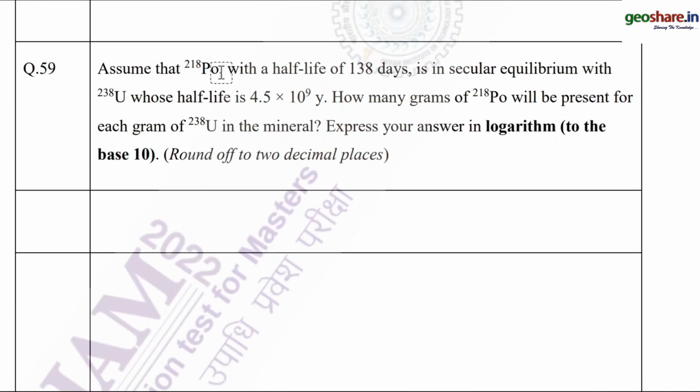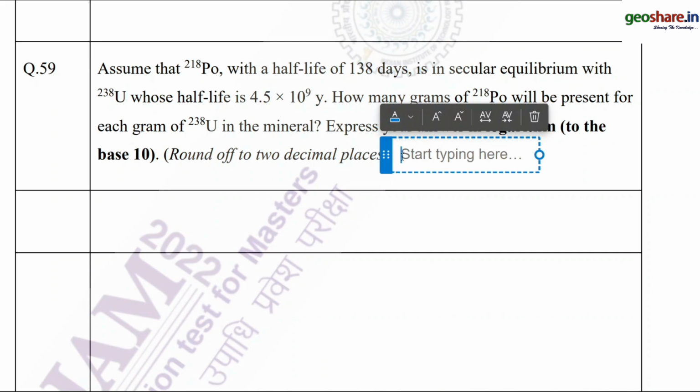Assume that PO2 with a half life of 59. The answer is minus 10.08 to minus 10.07.